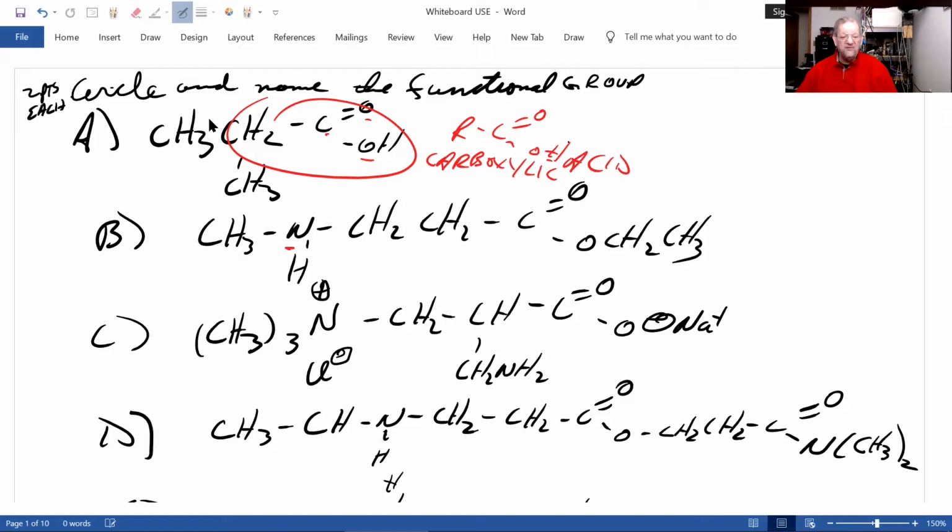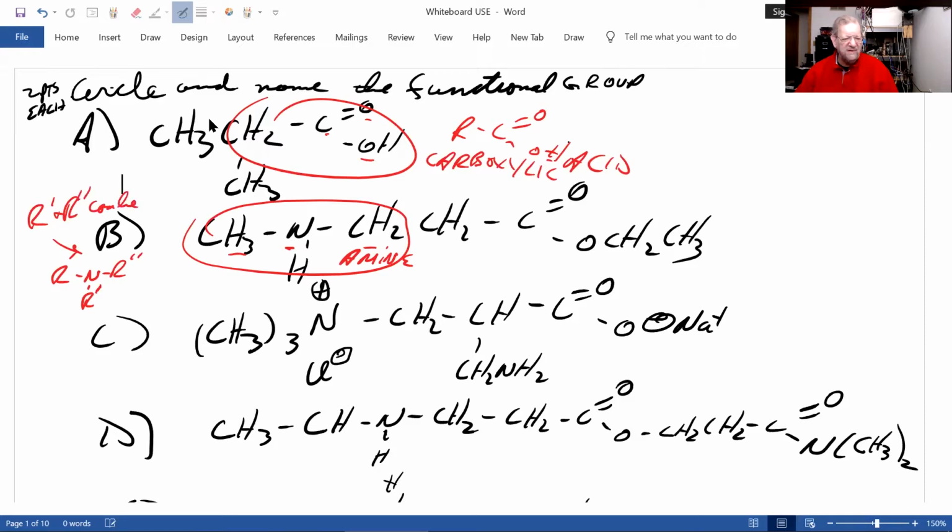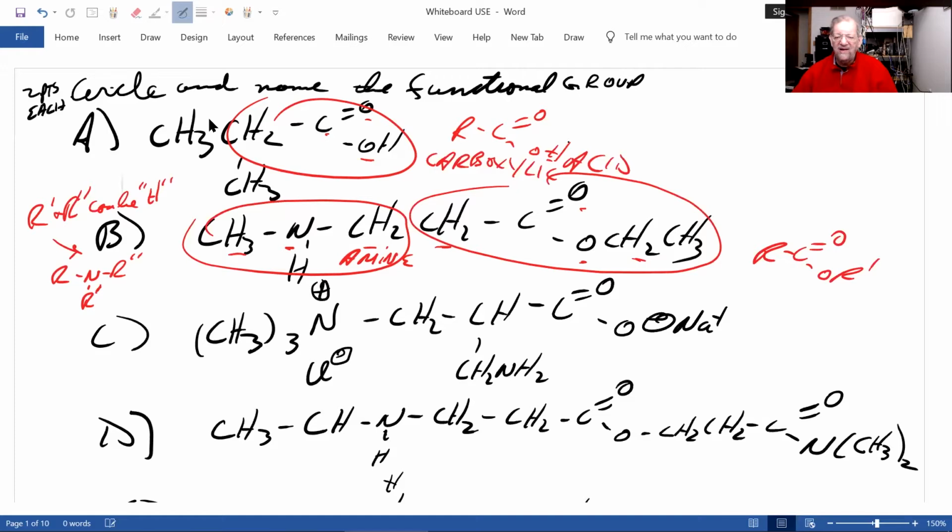Next, a nitrogen. Carbons here and here. This is an amine. Remember, our R prime and our R double prime can be hydrogen. Oh, we're not done. Oxygen here, oxygen here. There are carbons here, carbons here. What do I have? An ester.